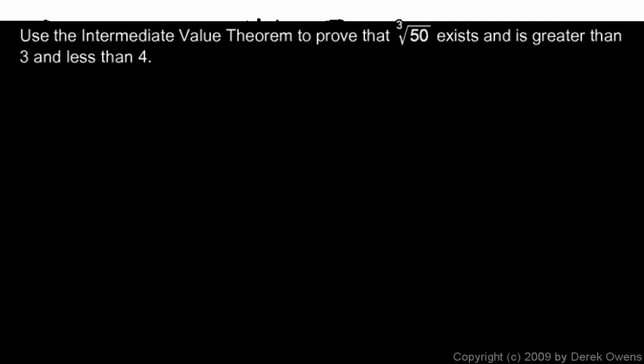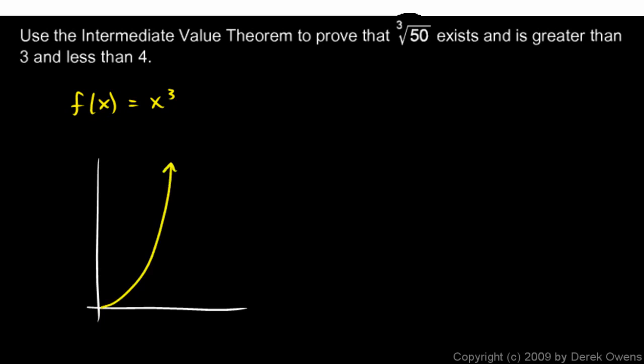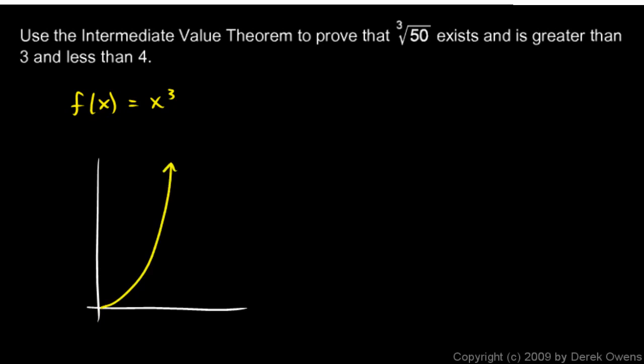Okay, instead of this cube root, I'm going to think about the function x cubed. Watch this. f of x is x cubed. And you know what that looks like. It zooms up pretty fast, something like that. And we're trying to find the cube root of 50, and we know it's going to be between 3 and 4, or we're going to show that it's between 3 and 4.